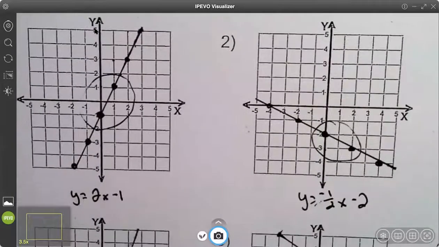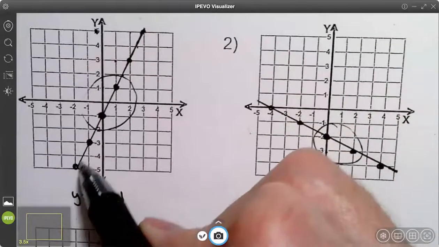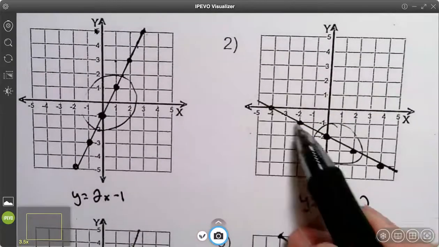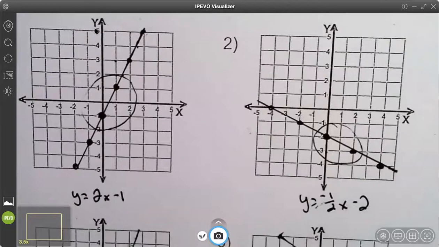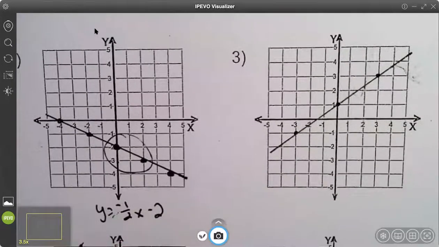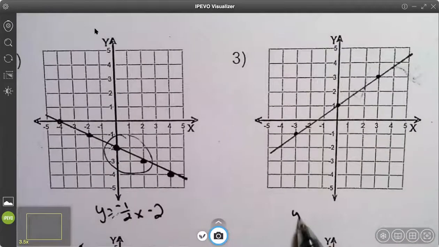Also, make sure you always go back and look. My line is going up on number 1, so make sure that's a positive slope. My line is going down on number 2. Make sure that's a negative slope. Number 3, I instantly know that's a positive slope. I want to make a note of that, make sure I don't make a mistake. Or in a multiple choice test, I can eliminate any negative slopes instantly.